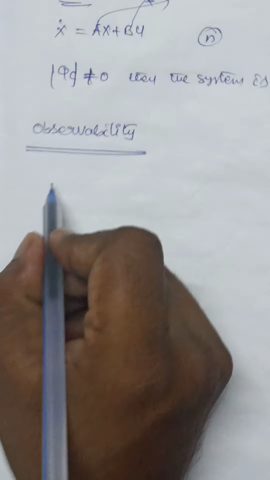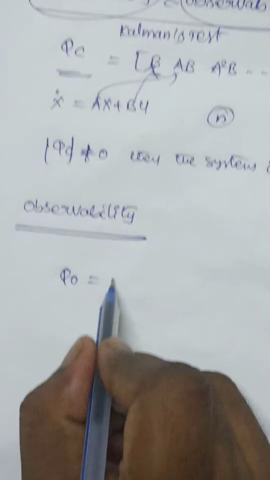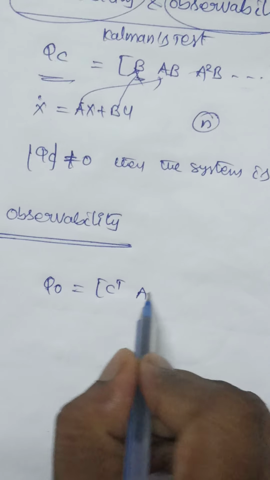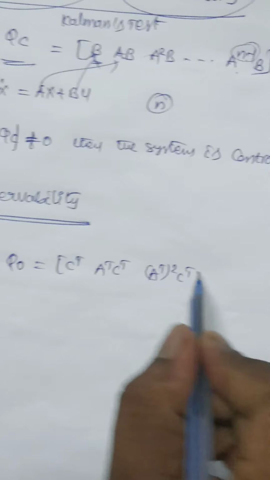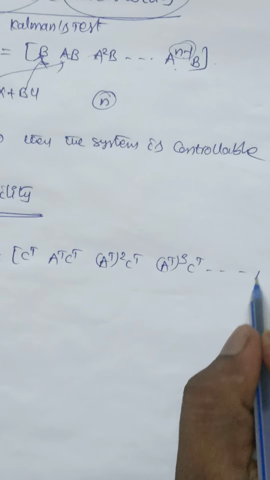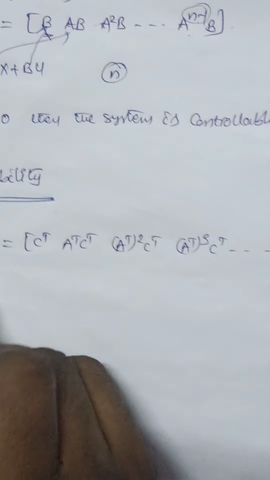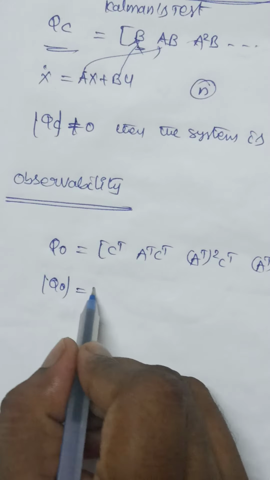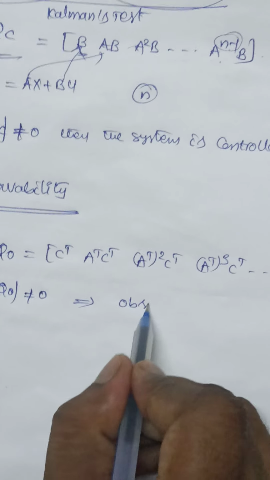Whether the system is observable or not can be determined by using this matrix. Q naught is equal to C transpose, A transpose C transpose, A transpose square C transpose, A transpose whole cube C transpose, and so on up to A transpose whole power n minus 1 into C transpose. If the determinant of this matrix is not equal to 0, then the system is observable.